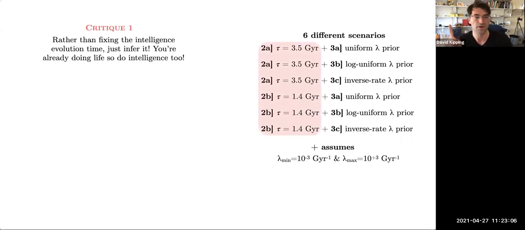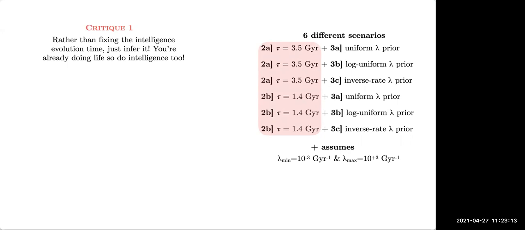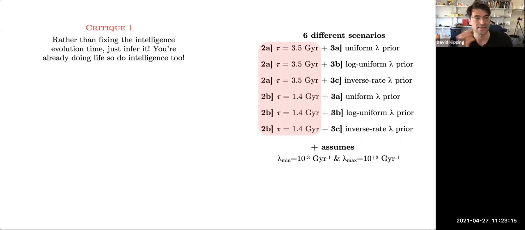So critique number 1, look, just choosing these 2 different evolutionary timescales is arbitrary. We really don't know they're the right choices. And look, if you're going to all the effort of trying to infer the rate of abiogenesis, why not just go the extra step and also try and infer the rate of evolution at the same time? Just have 2 parameters in your model rather than 1.